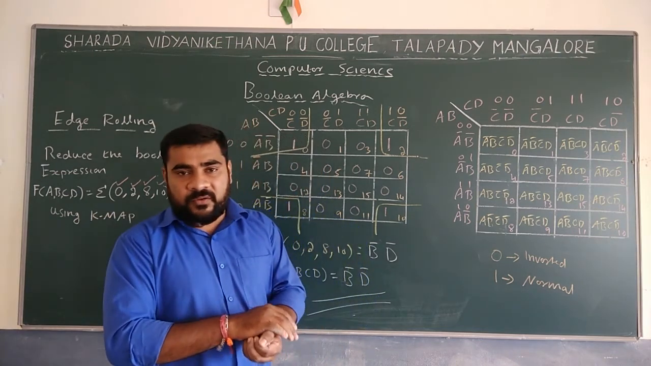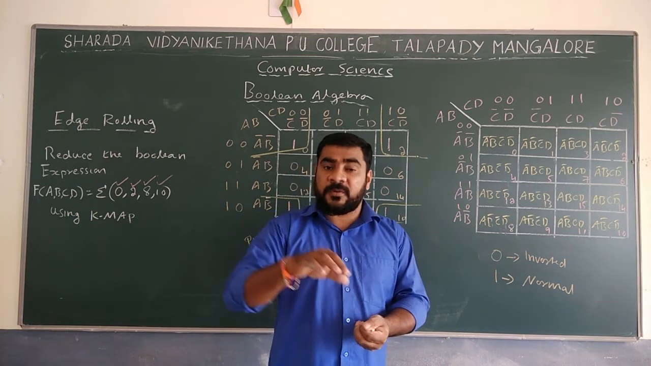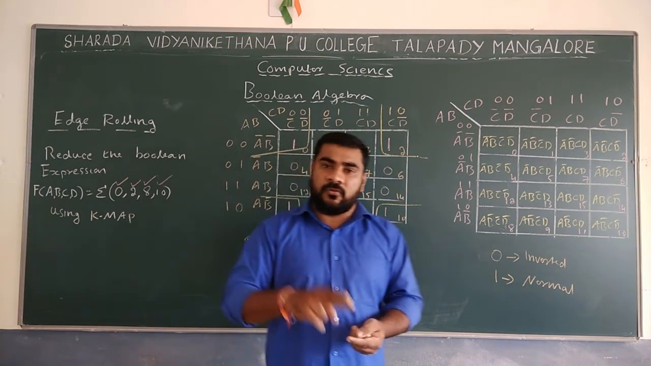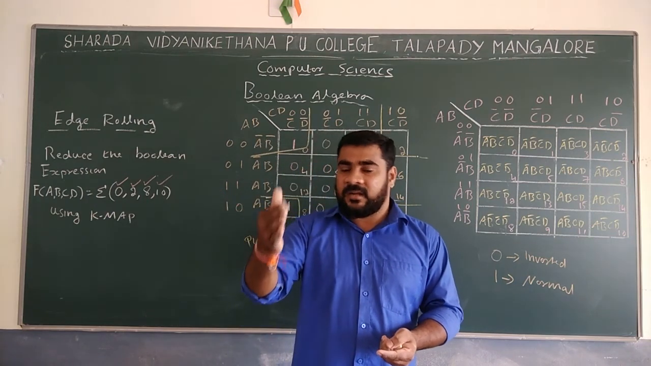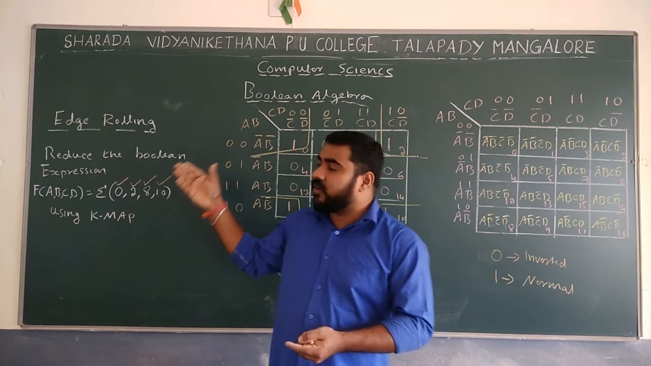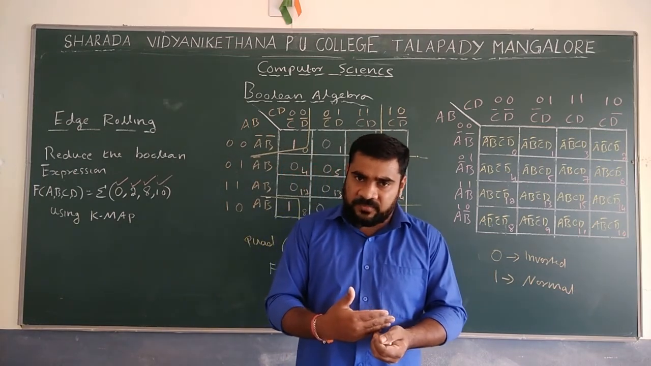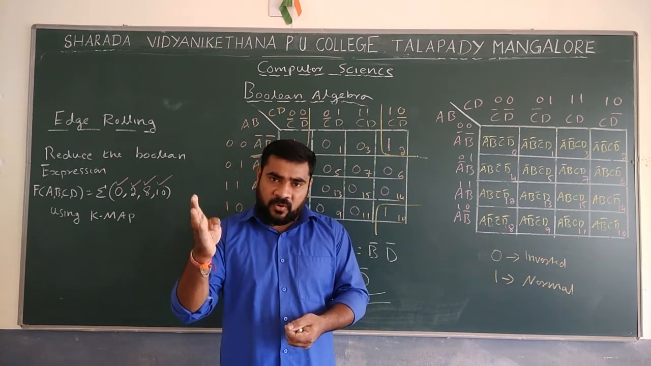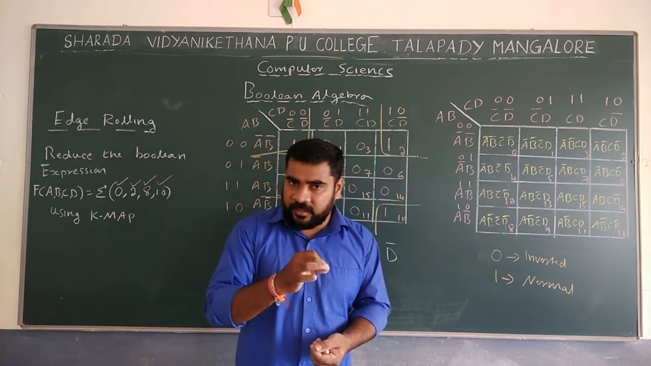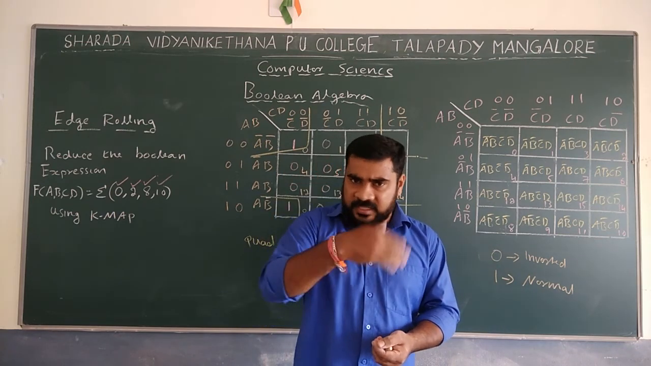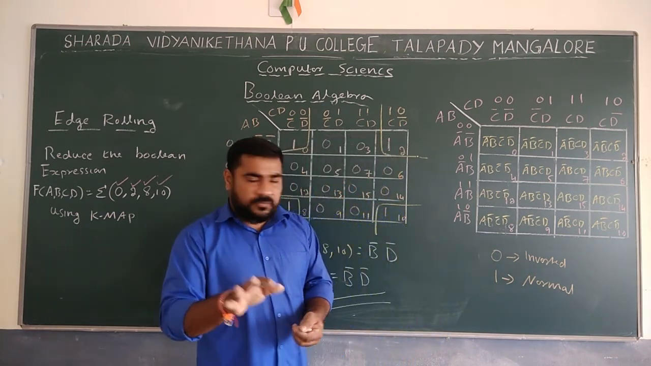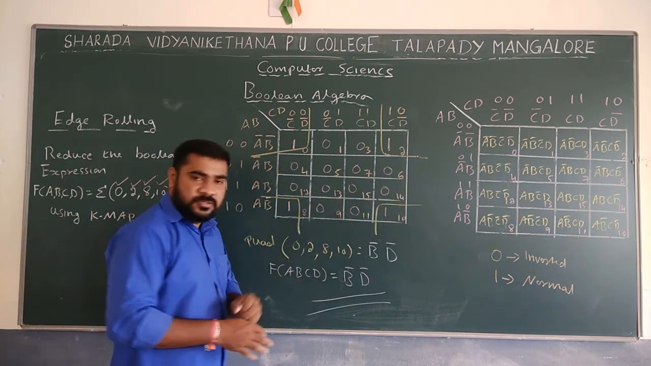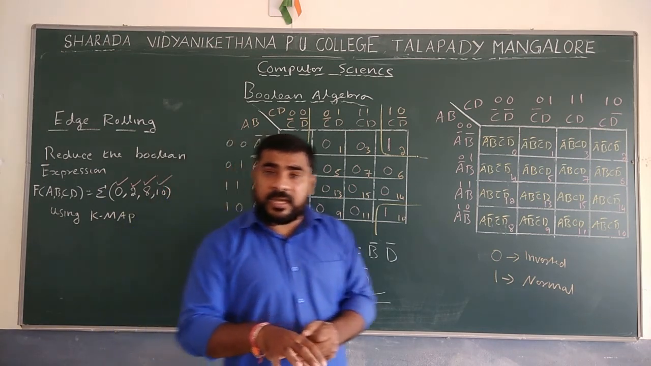Then group the ones. When you go to group, first check whether you can get an octet. Remember, first check for an octet, then go for a quad. A quad means you will get the edge rolling or map rolling. If you are not getting that, then go for a pair. Remember, first try an octet, then a quad, then a pair. If you are not getting these three, then mark a single. After grouping, see the structure of the K-map and write the expression. These are the steps to reduce using the K-map.